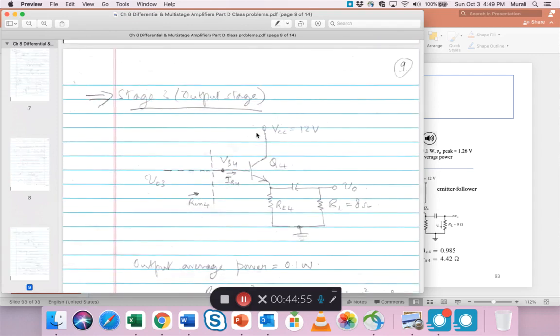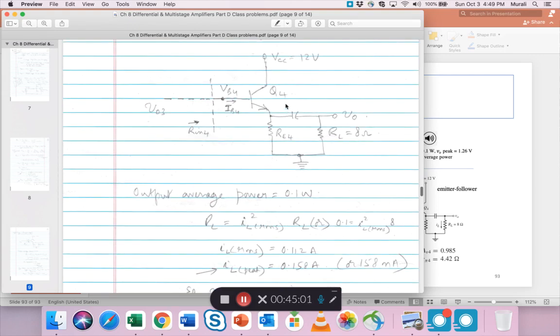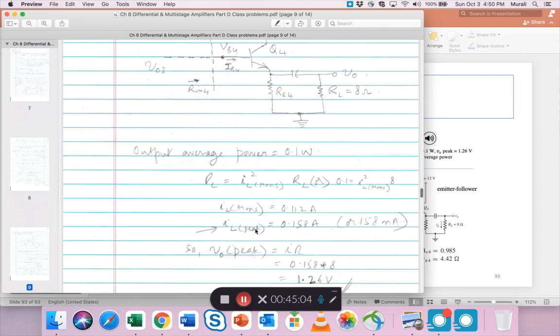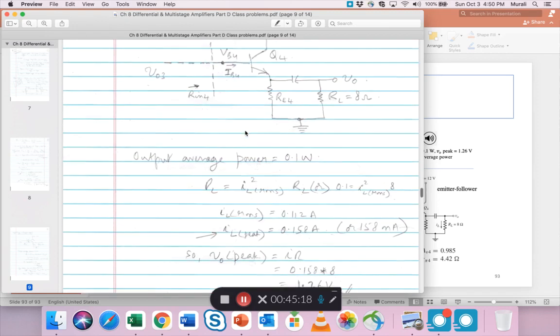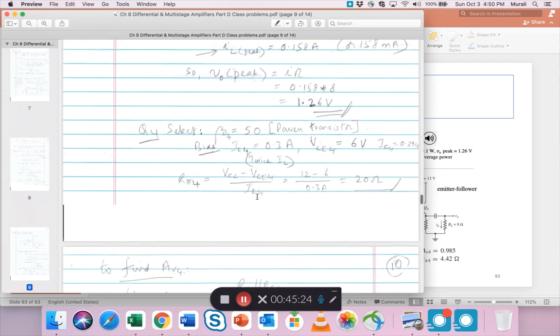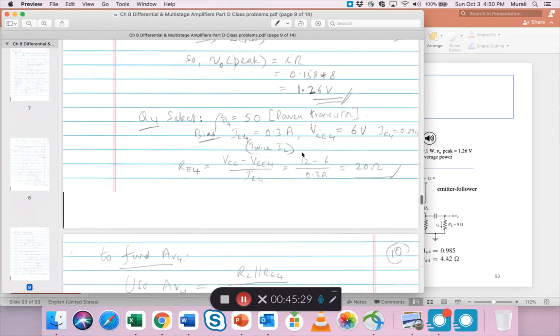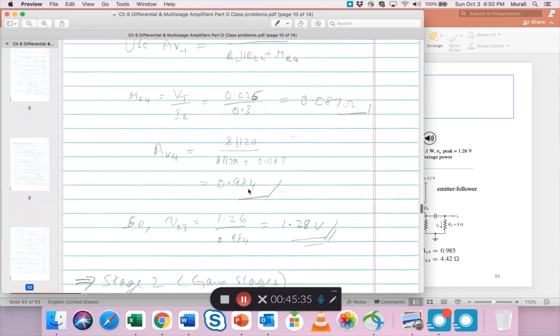Then I design the last stage, the output stage. I make some assumptions. Remember, this is a power transistor, so higher amps flow through it. For example, the load current comes out to be 0.158 amps or 158 milliamps, which is much higher than the 1 milliamp we normally use as bias current for a transistor. So this is a power stage. I picked a transistor with a lower beta, a beta of 50, and IE4, which is twice the load current. For that, finally, I get a gain of 0.984.